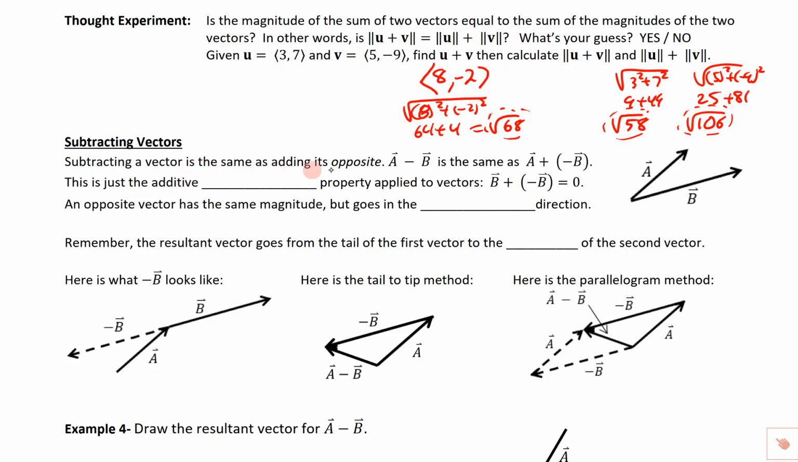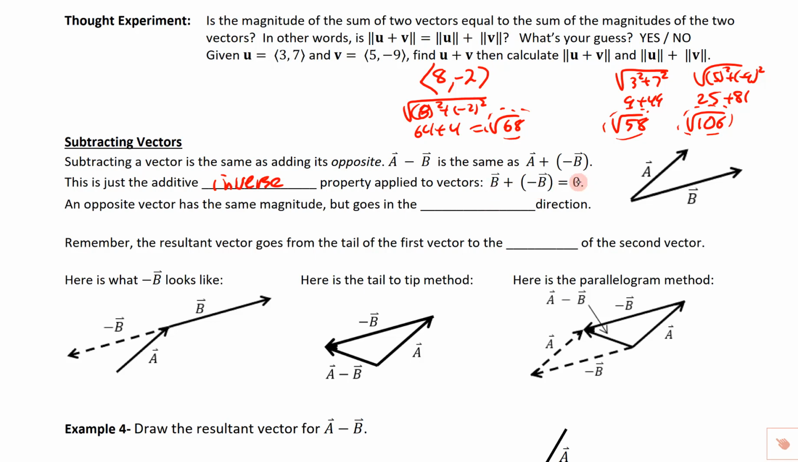Subtracting a vector is the same as adding its opposite. So if we have vector A minus vector B, it's the same as doing vector A plus negative vector B, or the opposite of vector B. So this is just the additive inverse property at work, and we talked about that earlier this year. And that is that vector B plus the opposite of vector B should cancel out to be 0.